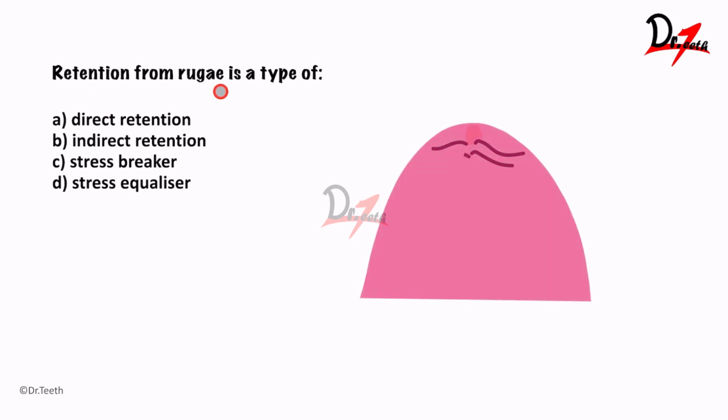Retention from rugae is a type of indirect retention. It does not have direct retention or the characteristics of being a stress breaker or stress equalizer. So that is the correct answer. It provides the indirect retention.